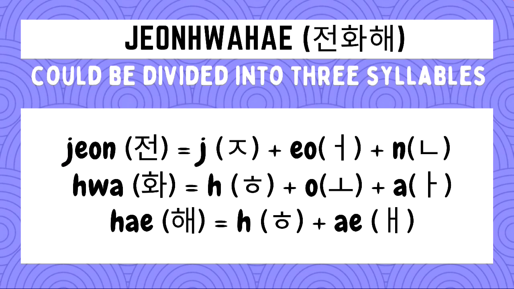Now let's study how to write jeonhwahae in Hangul. The first syllable jeon is formed from the combination of a jiat, o, and nian character. The second syllable wa is formed from the combination of a hiya, o, and a character. And take note that the wa sound is formed from the combination of the o and a characters. The last syllable he is formed from the combination of a hiya and a character. And then we just need to combine the hangul for each of these three syllables to form the hangul of the word jeonhwahae.